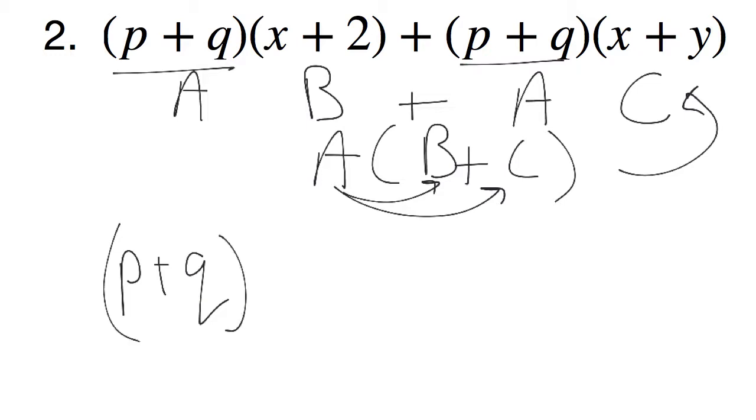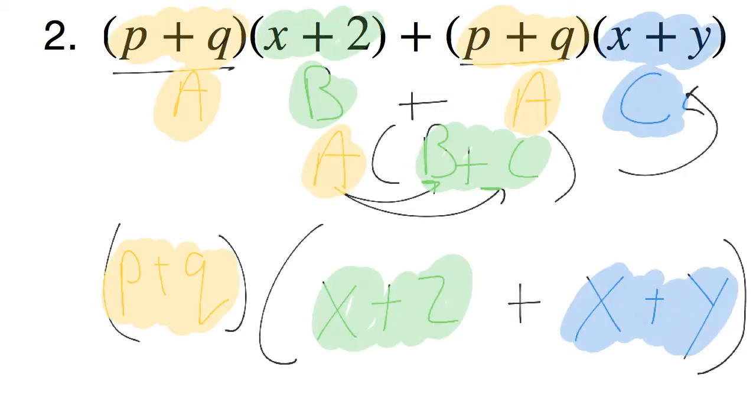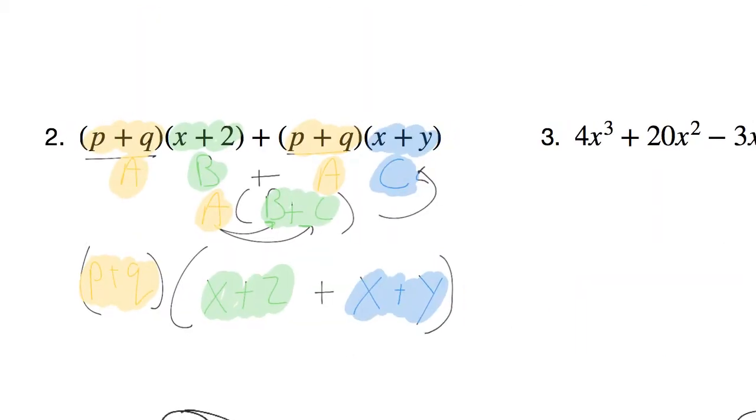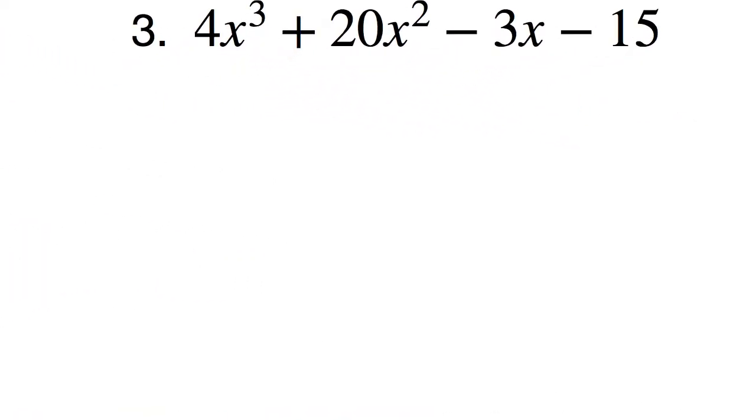That's the a term. And then we have x plus 2 plus x plus y. If I can color code it all, you'd see it like this. It's the yellow part that gets factored out. You see yellow twice. P plus q is in both terms, so you factor it out. Sometimes that yellow part, that polynomial, is not immediately present.